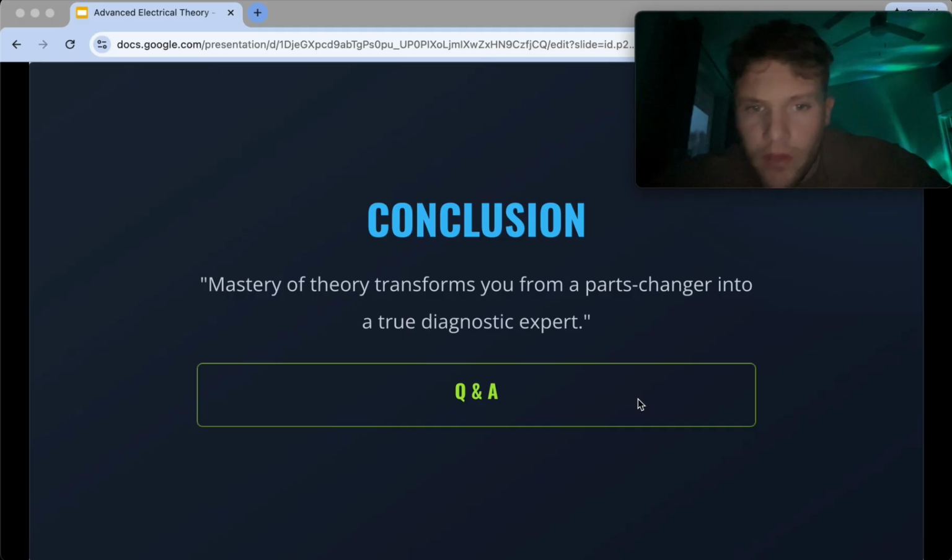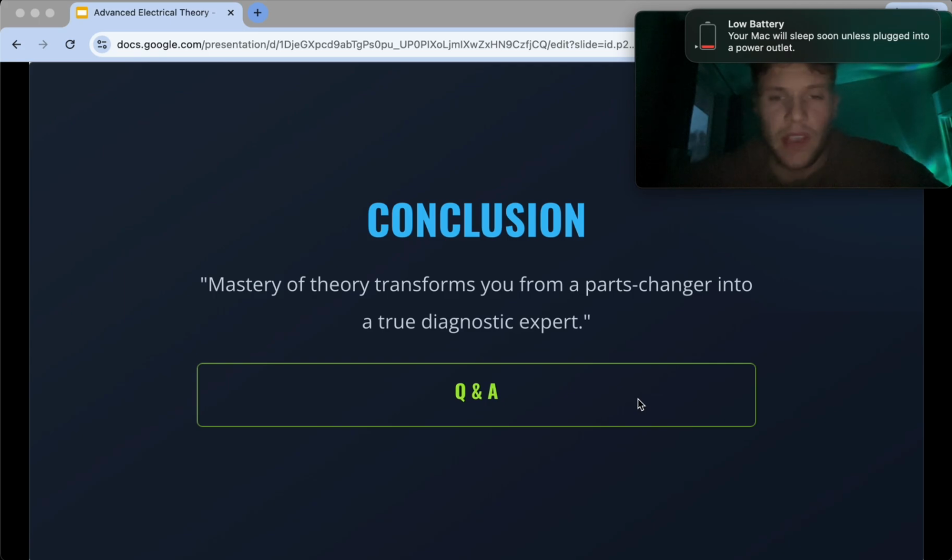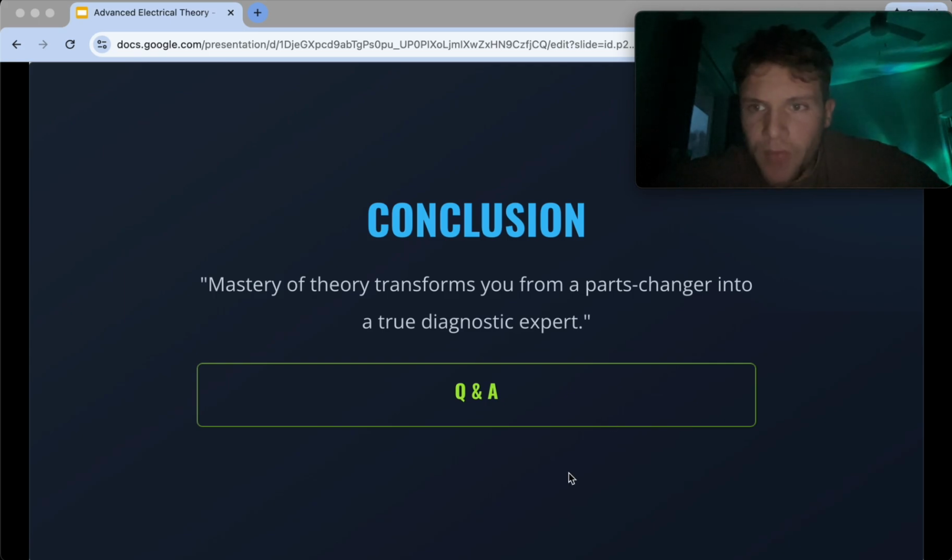Conclusion: a mastery of theory transforms you from a part changer into a true diagnostic expert. And by no means am I saying that I am an expert on any of this stuff, but I do think it's very important that we study this stuff in school and even after school start looking into some of this stuff. Very interesting information to know and useful on the job site.